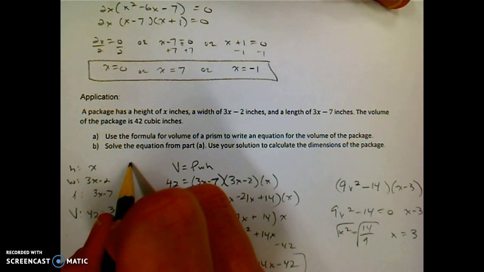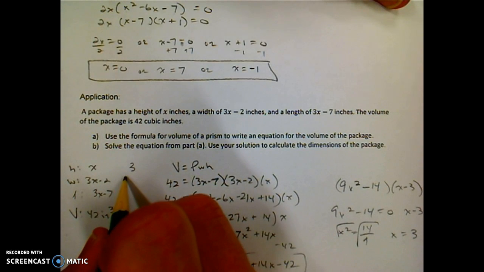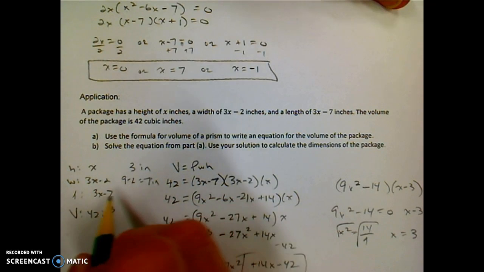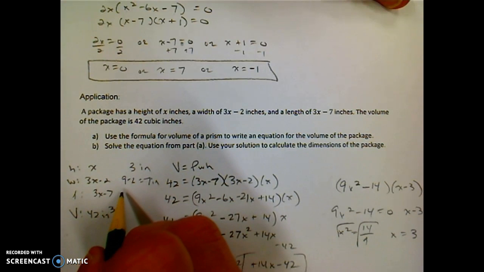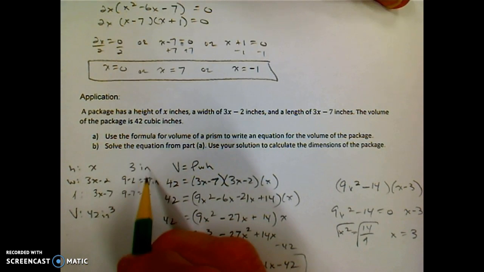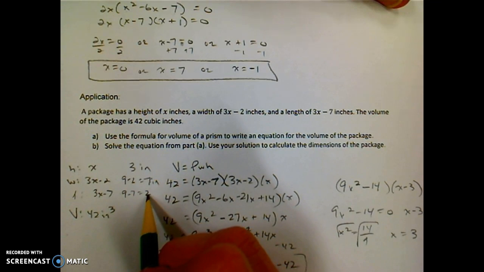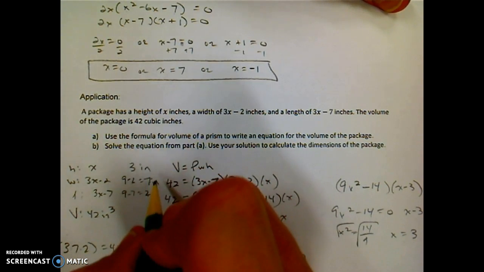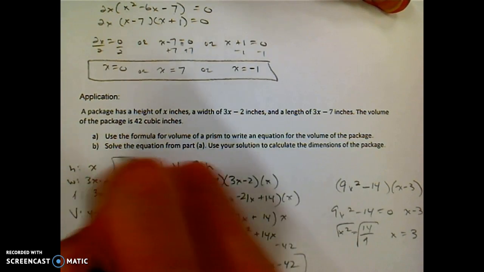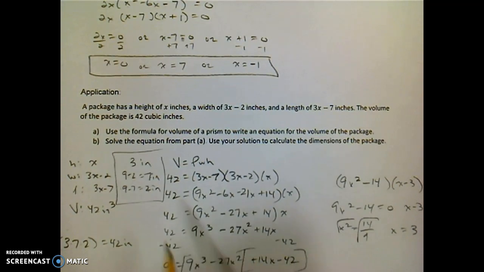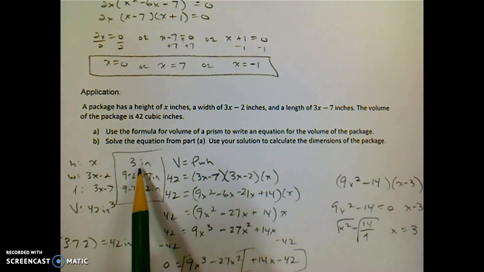Let's go ahead and plug that in. A height of 3 inches, 7 inches, and then 3x minus 7, 9 minus 7 is going to equal 2 inches. 3 times 7, 21 times 2, 42 cubic inches. So the x equals 3 gives me my values that can be used for the dimensions of the package.